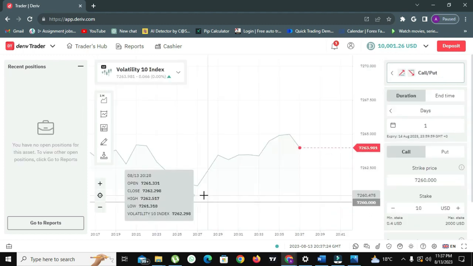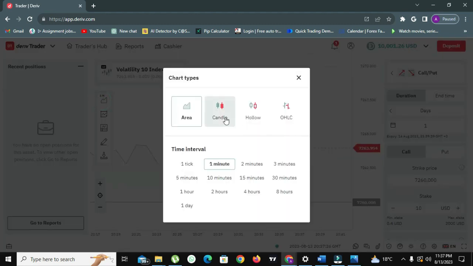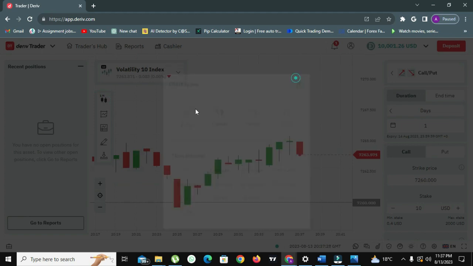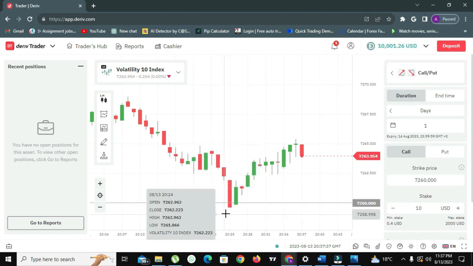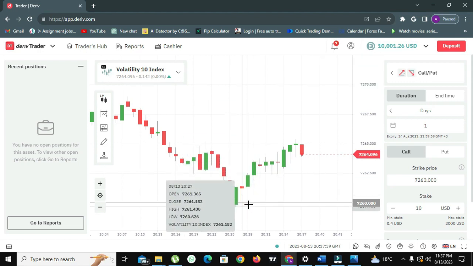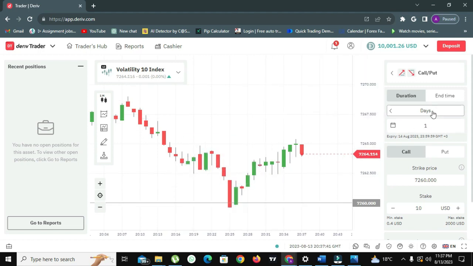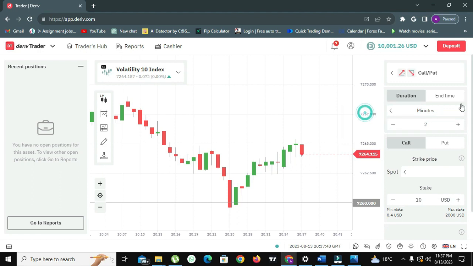We have calls and puts. Yeah, it's now showing good. For call and put, call means buying. Buying is when you're buying on the upside. It means you're predicting the price will move upwards, the candlestick will move upwards. So here you can select minutes, hours, whichever you want.